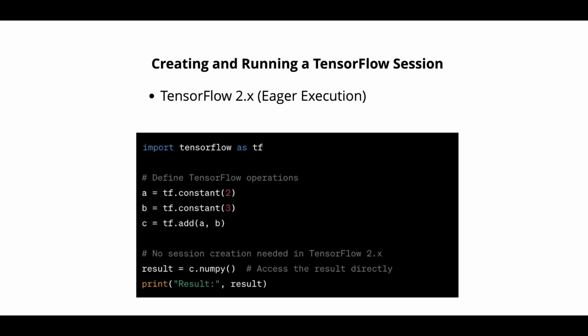In TensorFlow 2.x, eager execution is enabled by default and you don't need to create a session explicitly. Operations are executed immediately and you can directly access the results. So if you see here, it's exactly the same as above, but instead of going through the session, what we are doing is result equals c.numpy() and printing the result out there. So you can access the result directly by calling the numpy function.